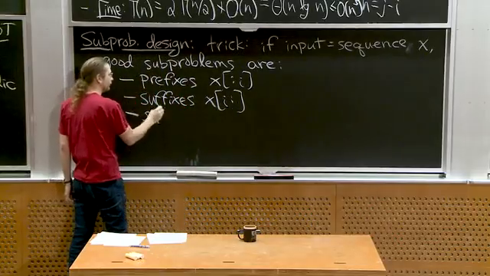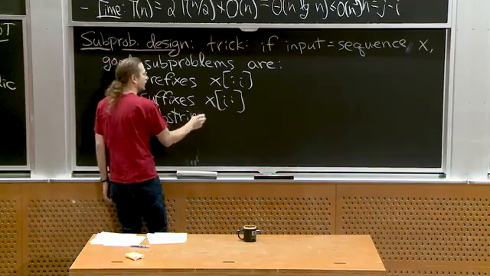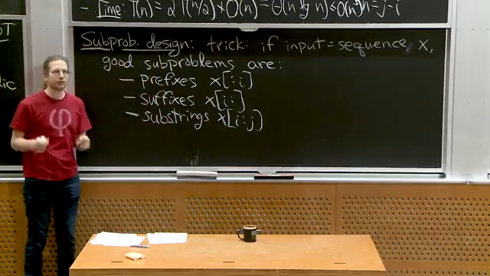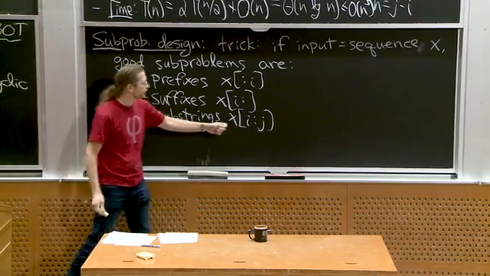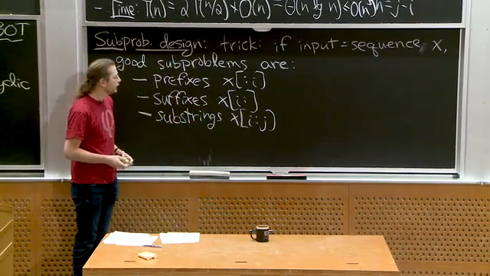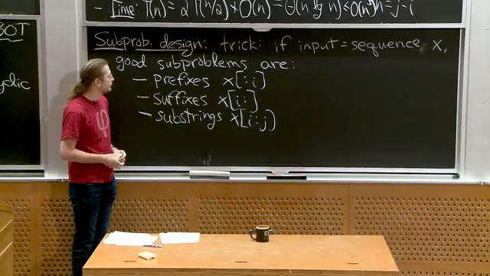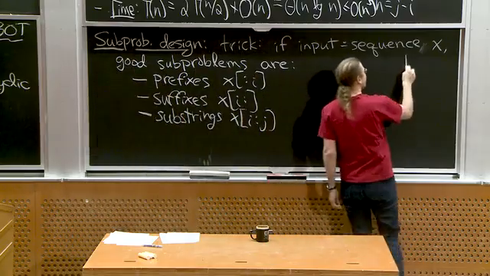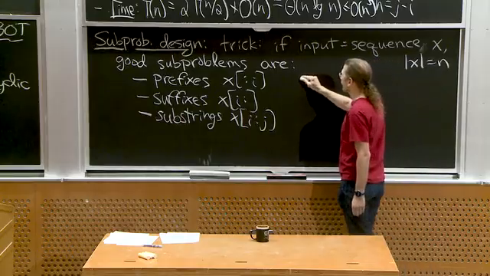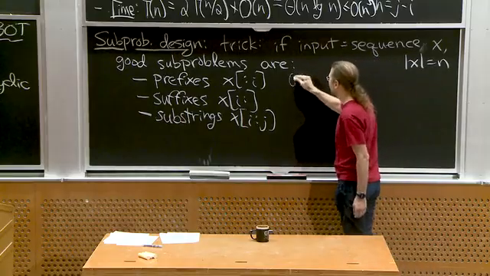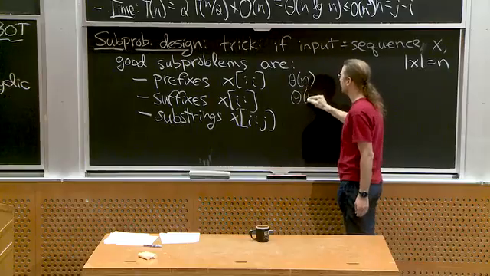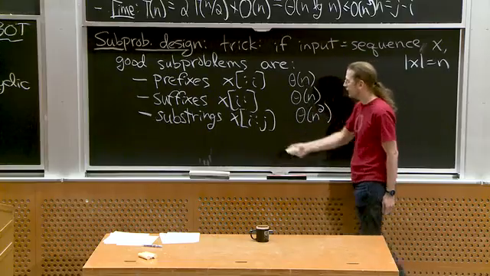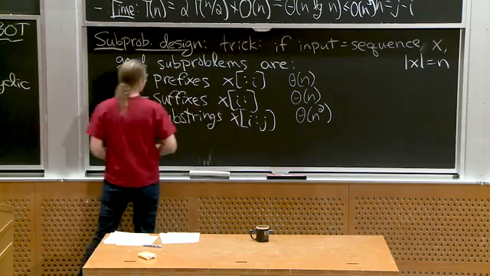Or we could do substrings, which are the consecutive items from i to j. I don't write subsequence here. Subsequence means you can omit items in the middle. For a substring, you have to start at some position and take everything up to j. These are easy to express in Python notation, and they're great because they're polynomial. If the length of my sequence x is n, then there are n prefixes, technically n plus 1, so theta n prefixes. There are theta n suffixes, and theta n squared substrings, because there are roughly n choices for i and j separately.